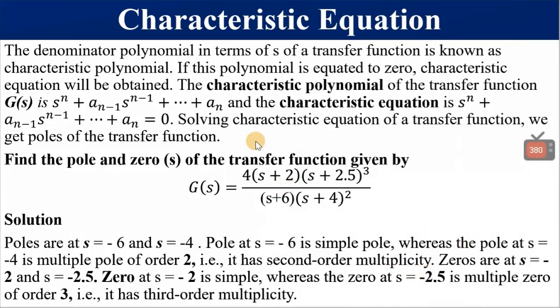Let's have a look at zeros. If we equate the numerator polynomial to 0, we have got s is equal to minus 2, or s is equal to minus 0.25. So the zero at s is equal to minus 0.25 is simple because we have got only one zero, but at s is equal to minus 2, we have got multiple zeros of order 3. Please take note of our numerator, our power, our index. Because of this, it has got a third order multiplicity. So it is not difficult to find poles and zeros of a transfer function.